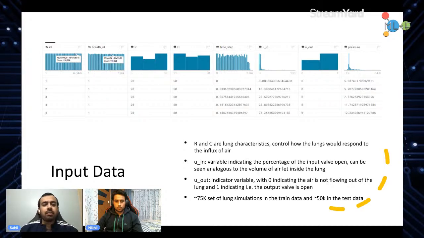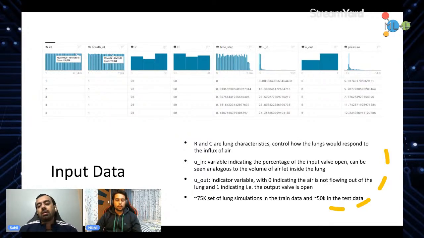You can see the ID and the breath ID, which basically help us identify when one breath starts and when one ends. Apart from that, there were certain lung characteristics which were shared with us. R and C were the variables that corresponded to the lung characteristics. These variables essentially control how different kinds of lungs would respond to the influx of air. Each lung would behave differently, it would expand differently, and the pressure profile would be very different when the air is flowing in.